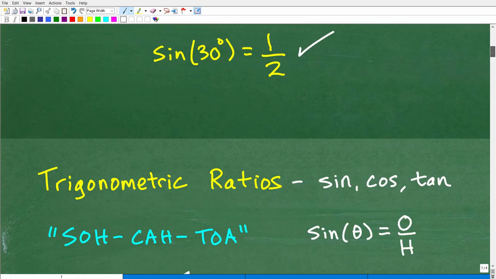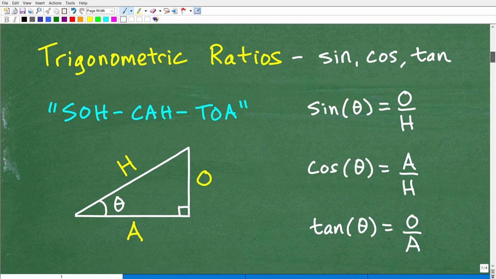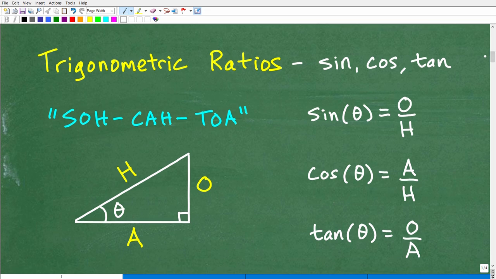All right, so trigonometry in and of itself, that word means kind of like the study of angles, okay? When you first start learning about trigonometry, one of the main things you study is something called trigonometric ratios. Trigonometric ratios.